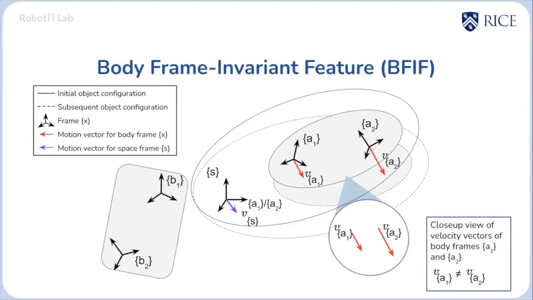The same can be imagined for a rectangular object with two body frames. While the motions of the two body frames are different, the motion experienced at the fixed space frame is the same for both body frames.